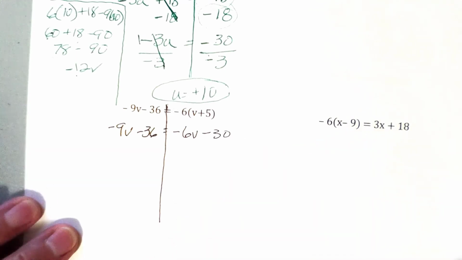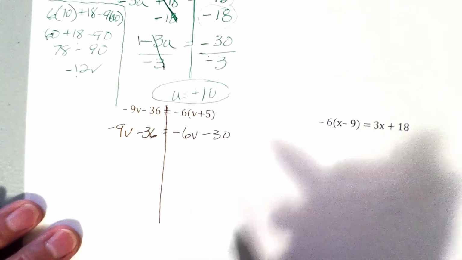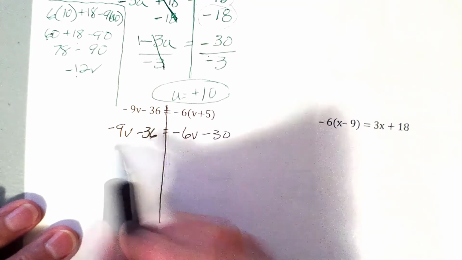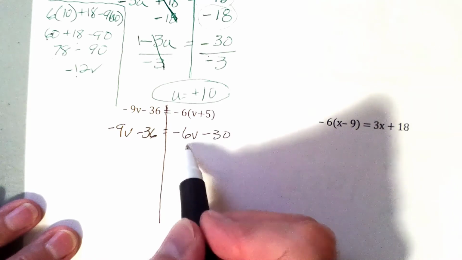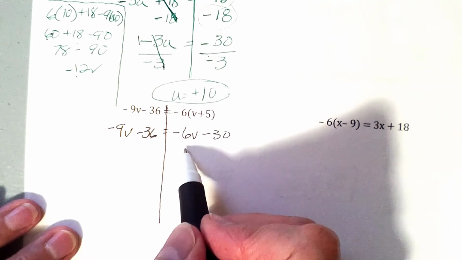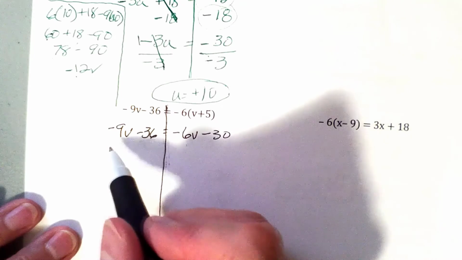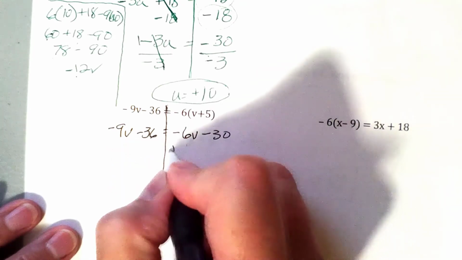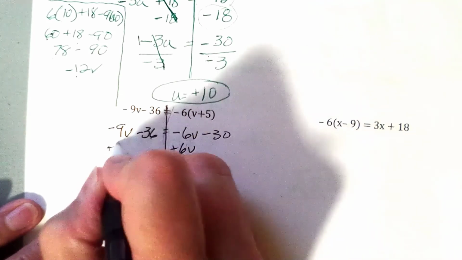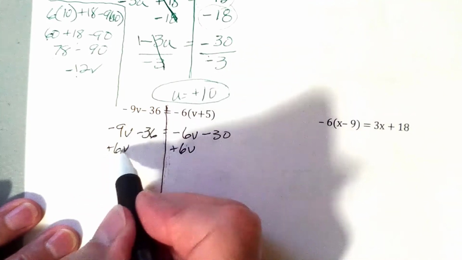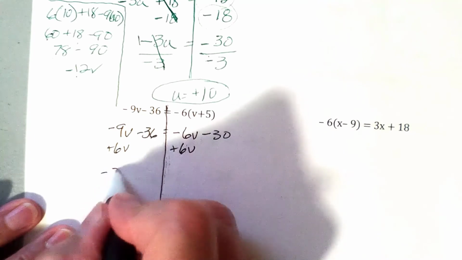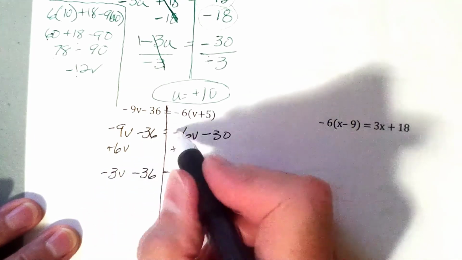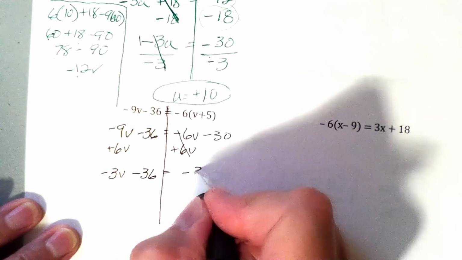So now I want to get the variables on one side. If I add 9v here, I'll get 0. Or if I add 6v here, I'll get 0. I can go either way. Most people like their variable on the left side, so I'm going to go that way. You can do it the other way, you'll get the same answer. So I'm going to add 6v to both sides. So negative 9v and positive 6v is negative 3v. I still have minus 36. This became a 0, so now I just have negative 30.